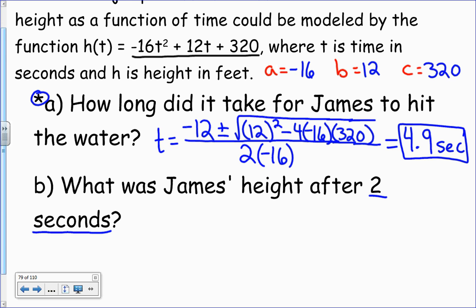Now, seconds in this case are the t values. So what this one wants you to do is plug in the number 2 for all of the t's.